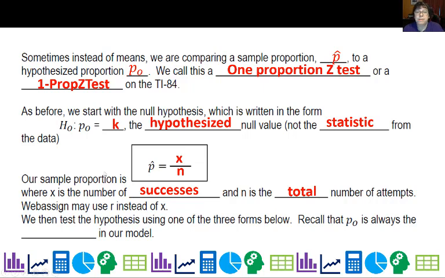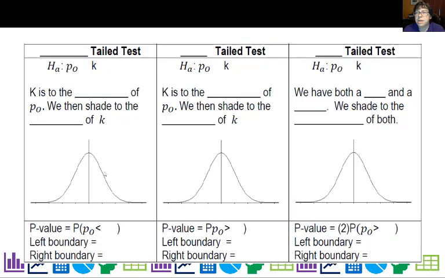We then test the hypothesis using one of the three forms below in your note. Now recall that p naught is always the null in our model. So we could do a left tail test where we're saying p naught is less than our hypothesized value k. So k is to the left of p naught, and we shade to the left. You would do your normal CDF, where your left boundary is negative infinity and your right boundary is p hat, whatever you got on your sample.